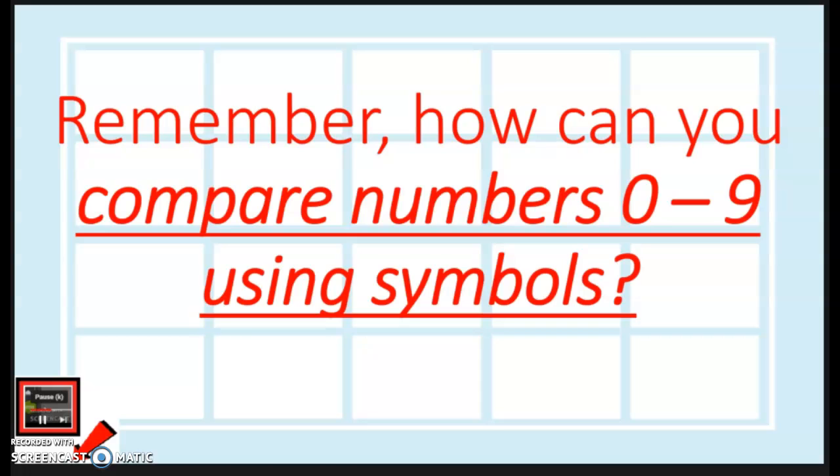Lastly, class, always remember we have a thought for the day. How can we compare numbers 0 to 9 using symbols? How can we compare multiple numbers? Can we use symbols and words, number lines? Think about what the easiest and fastest way for you to compare numbers is, and then go ahead and jot or write that picture down in your journal. Until next time, goodbye.